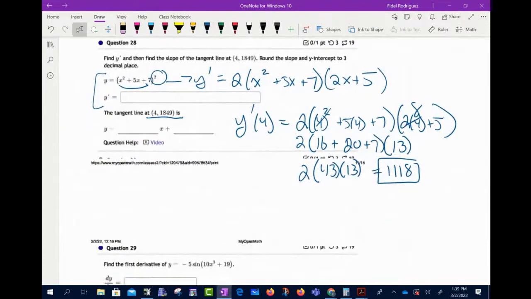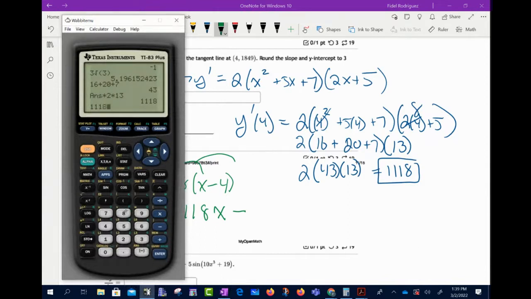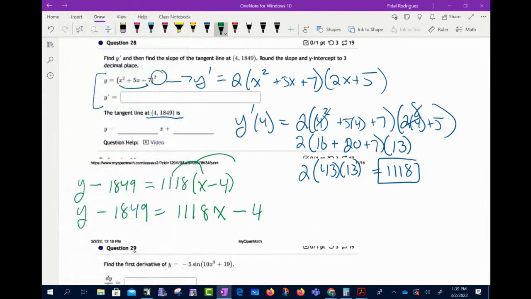And then do y'all agree that my next step would be y minus what? 18.49 equals 11.18 times x minus 4. We're going to go 1 and 2. So that's still 11.18x minus whatever 11.18 times 4 is. I don't know, a big number. 44.72. And then the last step, how do I get rid of my 18.49? Add it to both sides.